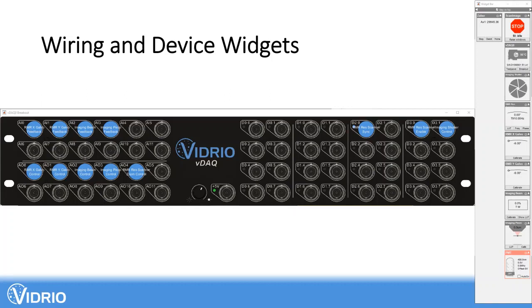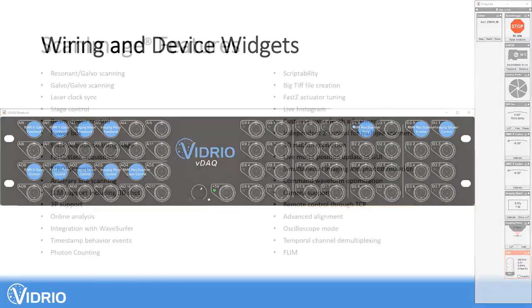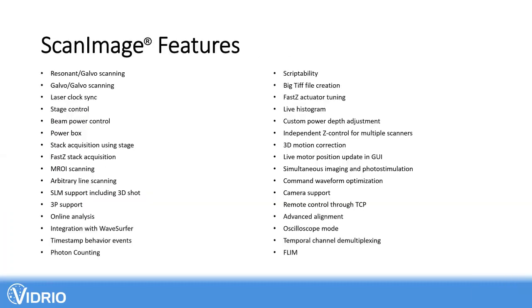These are things that we've been working on to try to improve the usability. This is a huge list of features that comes from our website for ScanImage. I'm not going to have time to go through all these, but I did want to highlight a couple of things. There's 3P support. There's been a lot of discussion about SLM and 3D shot. We worked with Nico and the Desnik lab to put that into ScanImage.